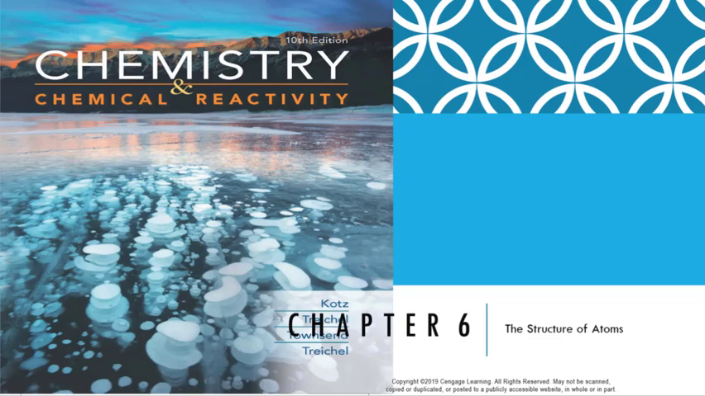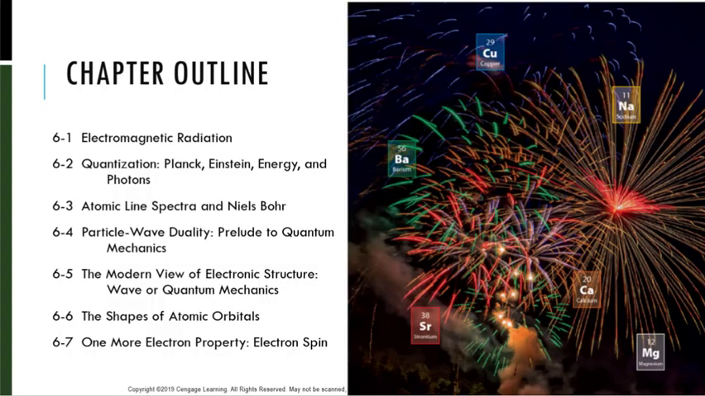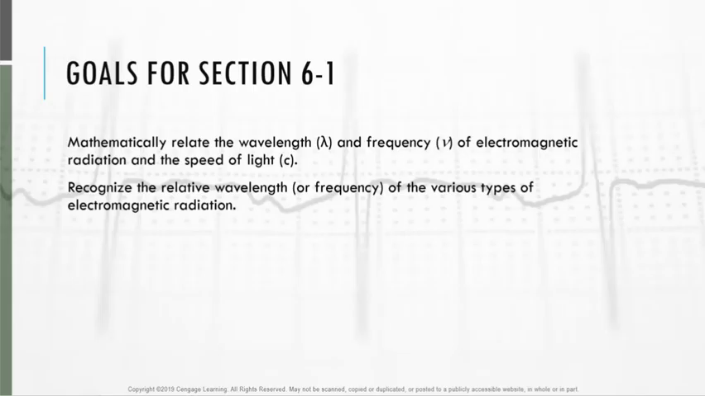Hello chemistry students, Dr. Tullis here, and we are starting chapter 6 looking at the structure of atoms. In our first section, we are looking at the relationship between wavelength and frequency of electromagnetic radiation and the speed of light, and looking at the relative wavelength or frequency of various types of electromagnetic radiation.